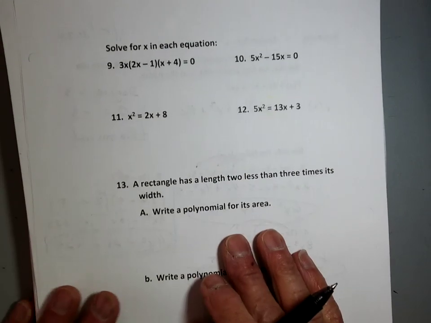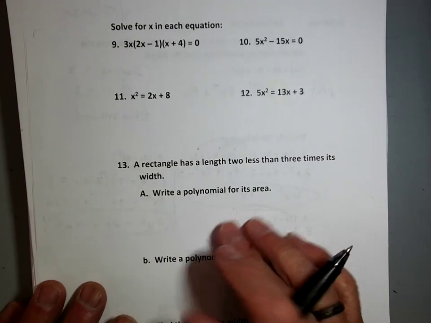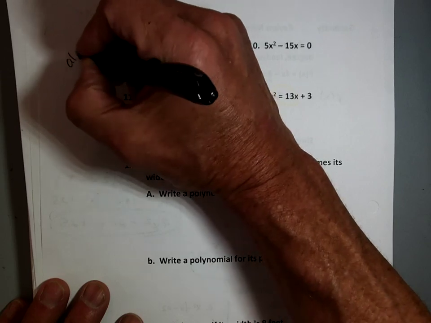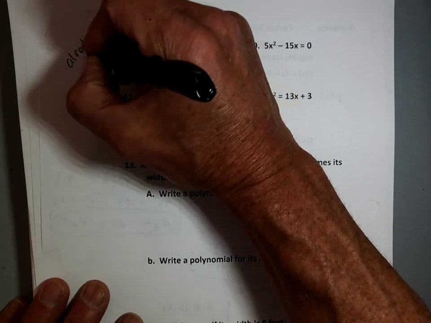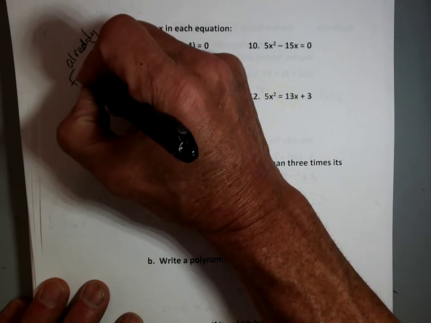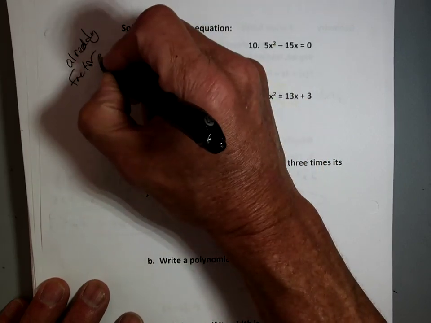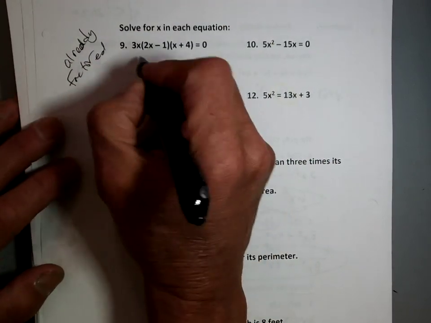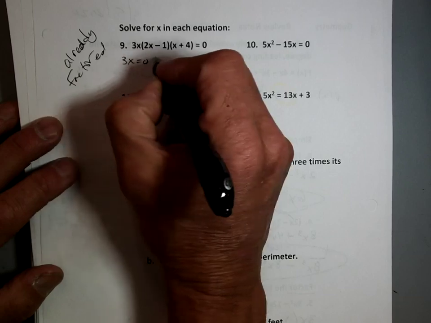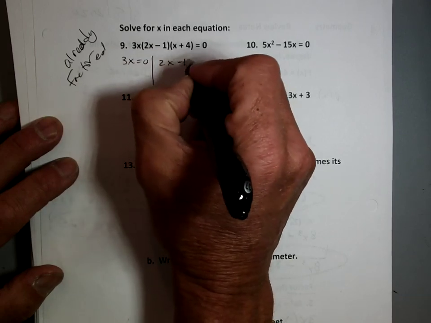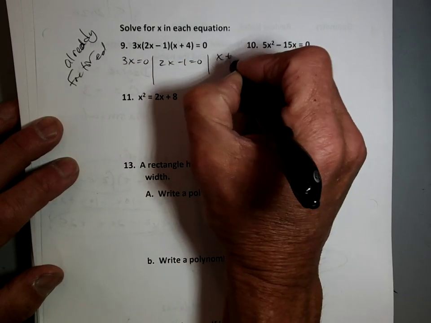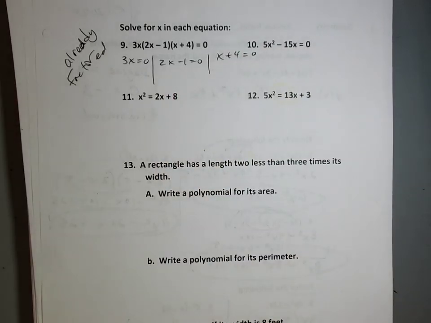Okay, now 9. Please do it the easy way. It's already factored. So I'm just going to go straight to mini equations. Well, 3x equals 0, 2x minus 1 equals 0, and x plus 4 equals 0, right? It's already factored. Don't multiply it all out, because then you're going to have to factor it again. They've already done the first step for us.